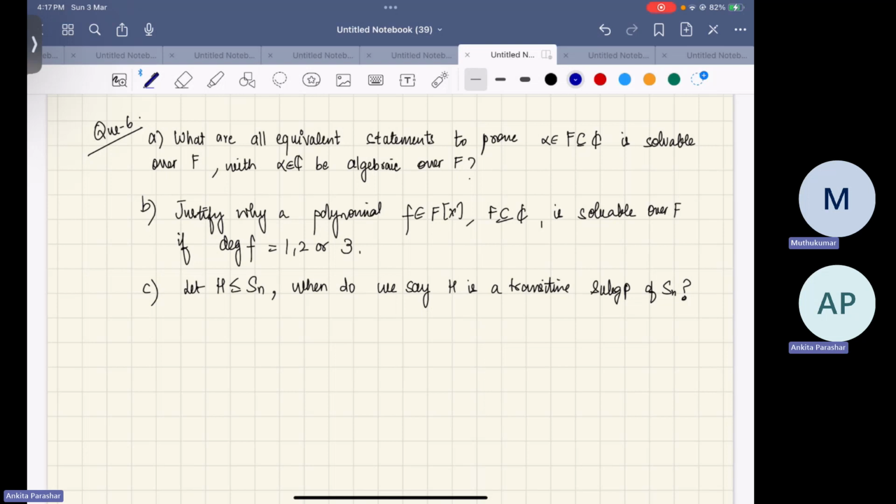It says, what are all the equivalent statements to prove alpha in F contained in C is solvable over F? So we know one definition: in order to check the solvability, you need to check that there should be a tower of simple radical extensions and your alpha should lie in a radical extension finally. Can you give me some more equivalent conditions to check? In terms of algebraic over F. Yes, we are given that alpha is algebraic over F. Otherwise, we cannot even talk about that.